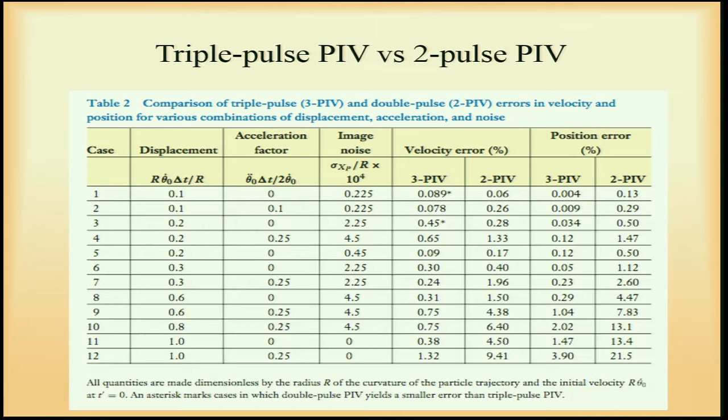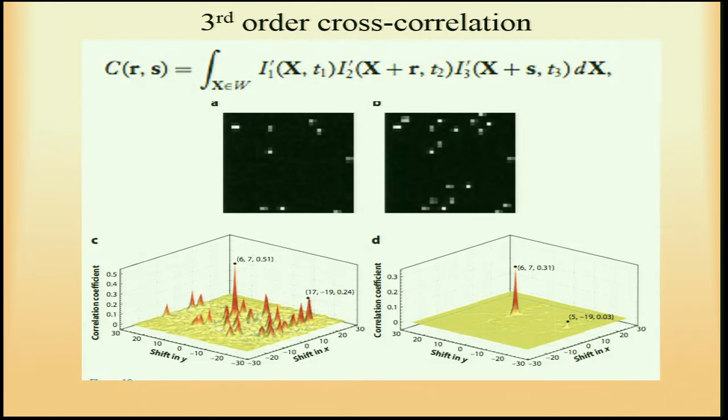So it looks like you can buy something by adding an extra pulse. Of course, you're going to pay for it because you're going to have to add an extra laser or something, and you're going to have to figure out how to record three separate images.